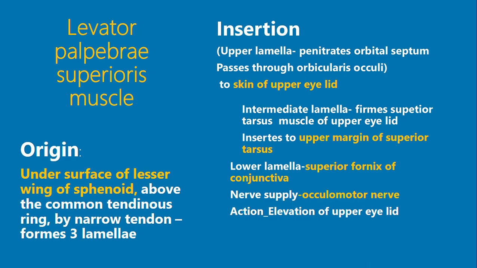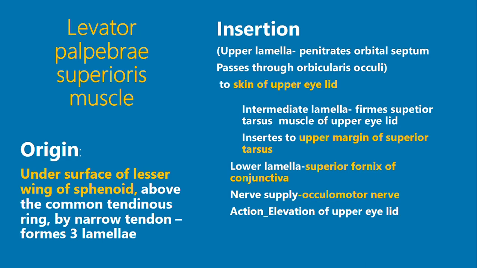So the levator palpebrae superioris muscle has three different lamellae. One inserts to the skin of the upper eyelid. Second, inserts to the fibrous basis of the upper eyelid. Third, it inserts towards the superior fornix of conjunctiva. Together, all this acts for upward movement or opening of the upper eyelid. The nerve supply is the same, the third cranial nerve or the oculomotor nerve. Action: elevation of the upper eyelid.